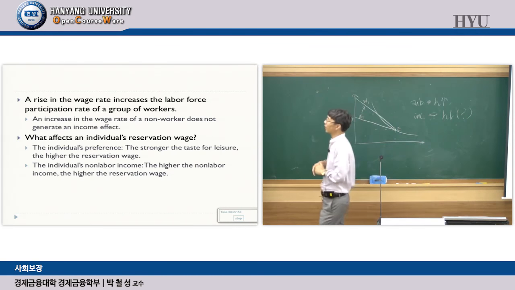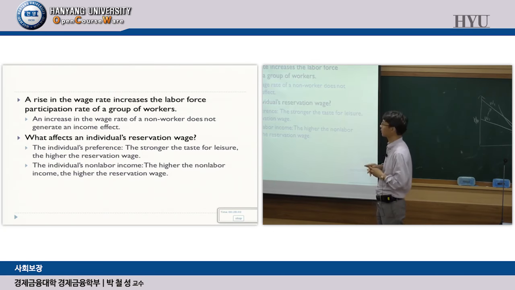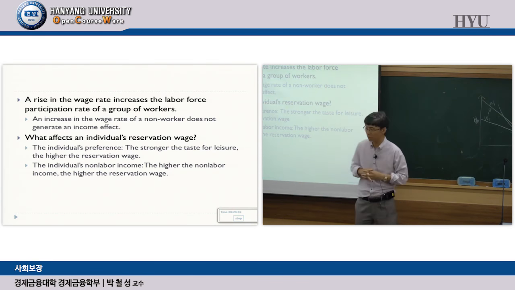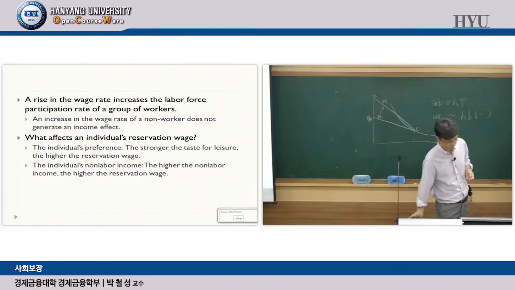So a rise in the wage rate increases the labor force participation rate of a group of workers. An increase in the wage rate of a non-worker does not generate a non-labor income effect. Only the substitution effect.